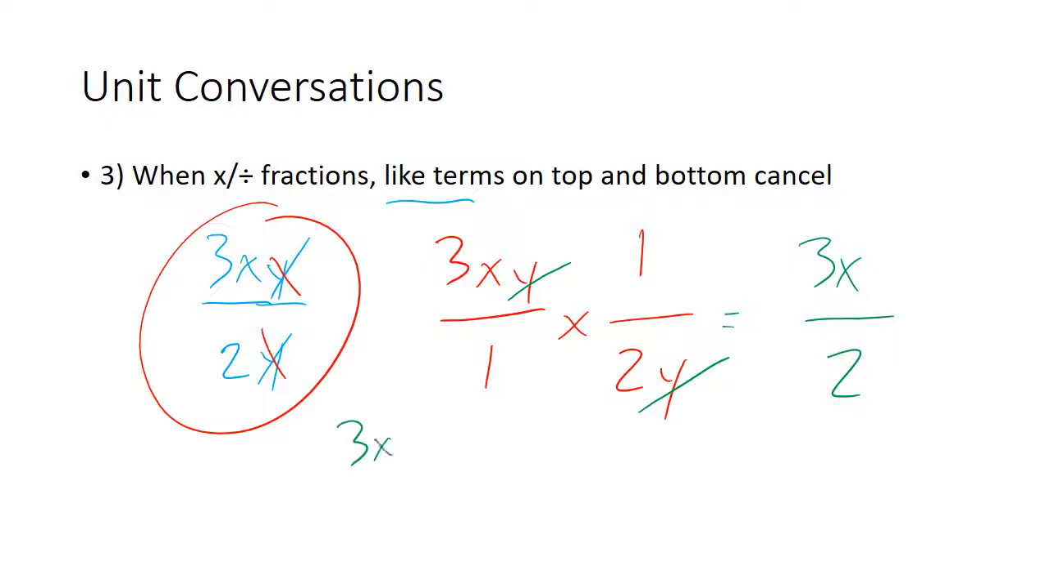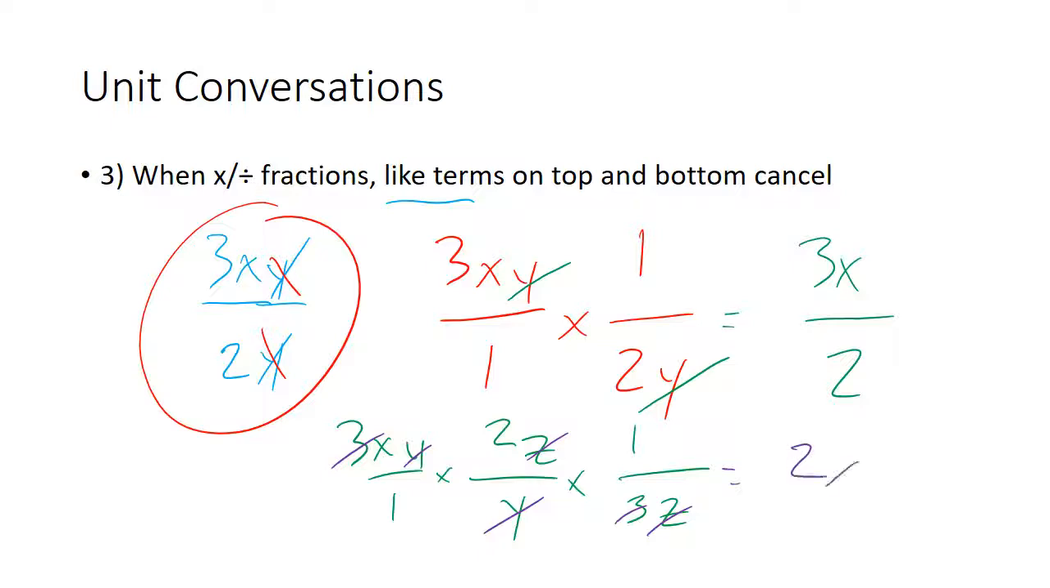So if we had 3xy over 1 times 2z over y times 1 over 3z, you can look at this and go, okay, I have a y on top and a y on the bottom, so they cancel each other out. I have a z on top and a z on the bottom, I can cancel those out. I have a 3 on top and a 3 on the bottom, so those cancel out. So you do all of that, and you have an answer that's equal to 2x.